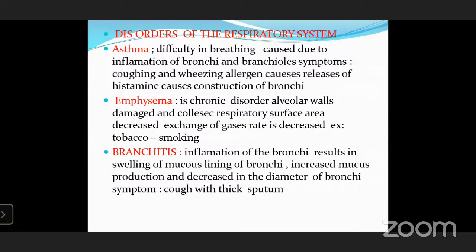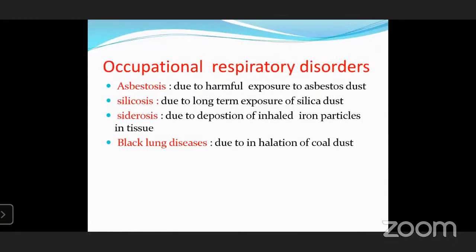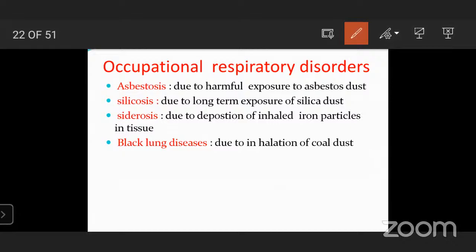To write 4 marks question, very important. And next one, sir, this is the occupational respiratory disorders. Occupational respiratory disorder, so this is also a 4 marks question, right? Very important. Asbestosis, silicosis, siderosis and black lung disease. Not only 4 marks, they are also given in the 2 marks question, right?